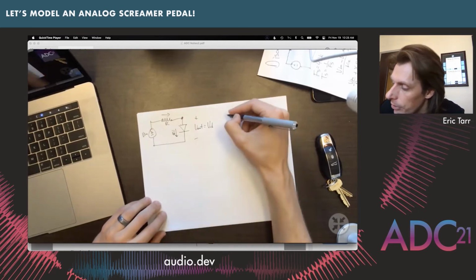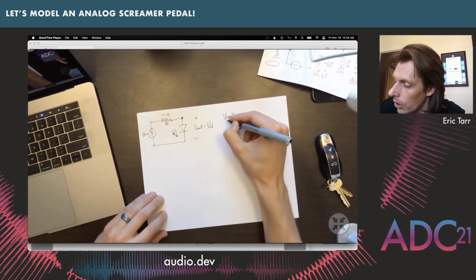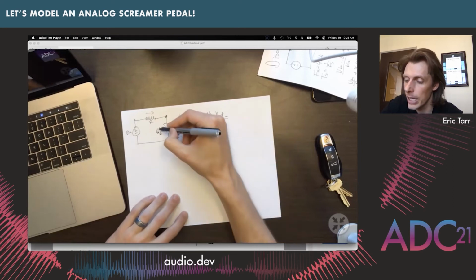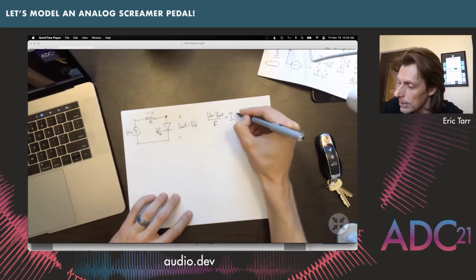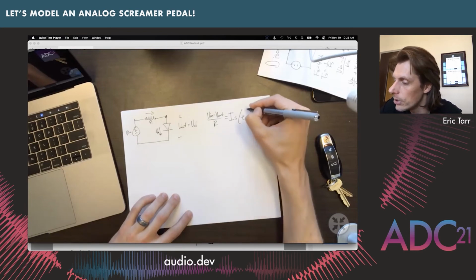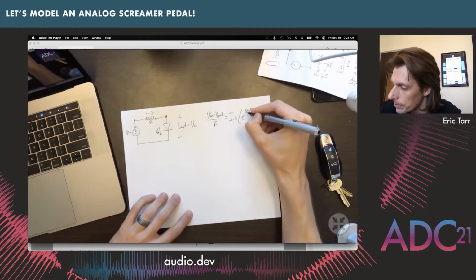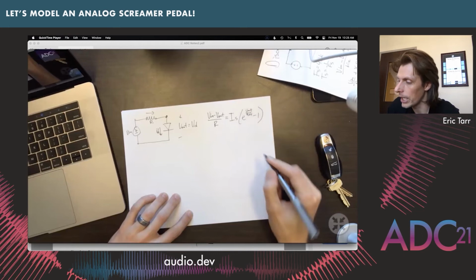So we'll do V in minus V out over R is equal to, now we plug in our Shockley diode equation for ID right here, which is IS e to the VD, which is equal to V out. So we can just plug it in right here: eta VT minus 1. Okay.